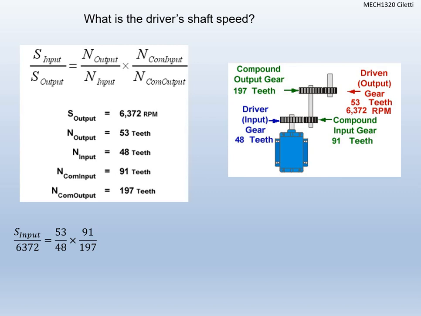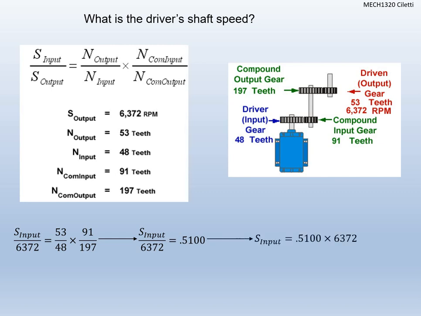The overall ratio is 53/48. The input, or the compound gear ratio, is 91/197. That's the part that's going to throw you off. Remember, it's a compound gear, so we have to use the reciprocal on the compound gear ratio. So when we do that, we have our input speed divided by 6372, that's our given output RPM, times our ratio, which is approximately 0.51.